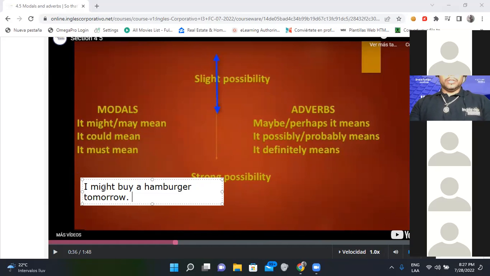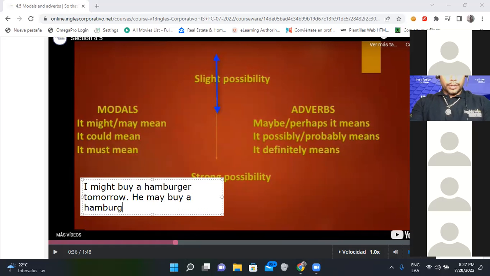O digamos que quiero decir él o ella. He may buy a hamburger tomorrow. Él tal vez compra una hamburguesa mañana. So when we use might and may, the possibility is not very strong.